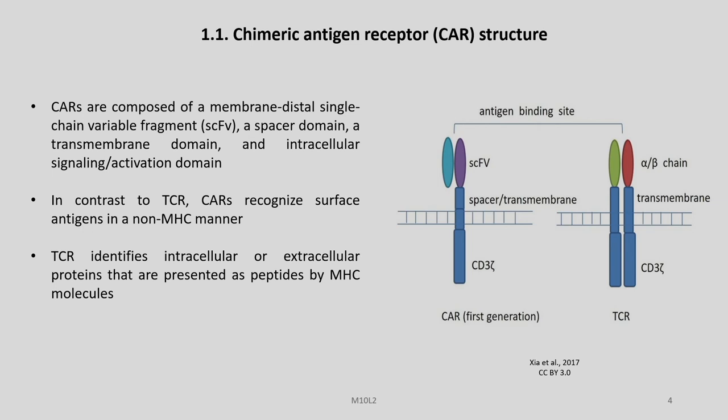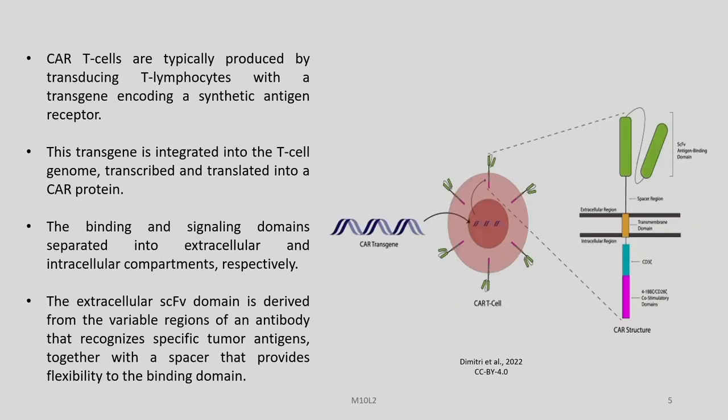This is a picture of a chimeric antigen receptor structure. CARs are composed of a membrane distal single chain variable fragment, scFv, a spacer domain, a transmembrane domain, and an intracellular activation or signaling domain. In contrast to TCR, CARs recognize surface antigens in a non-MHC manner. TCR identifies intracellular or extracellular proteins that are presented as peptides by MHC molecules.